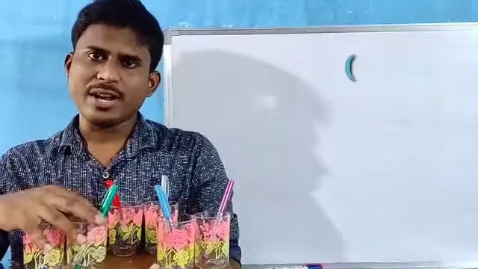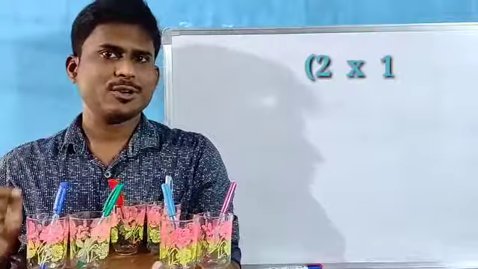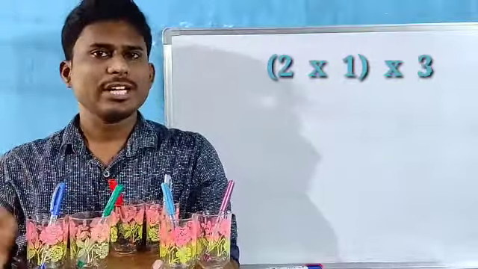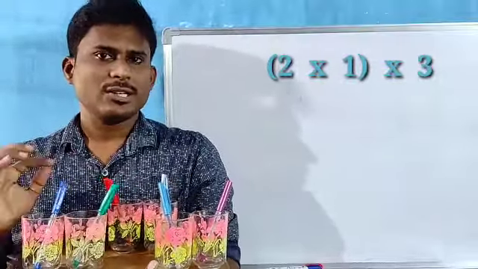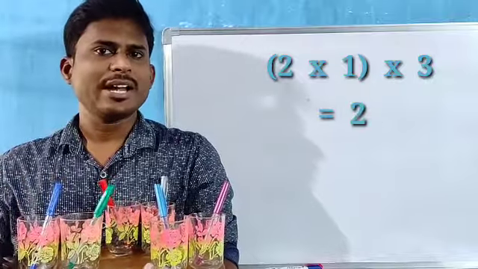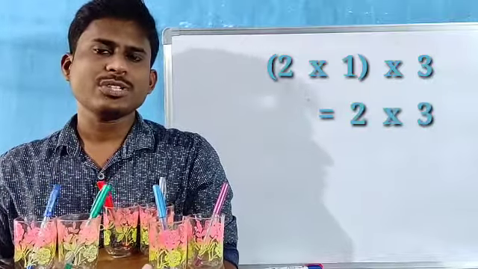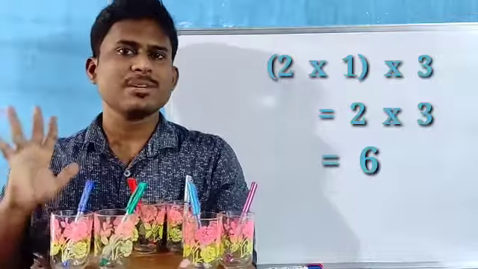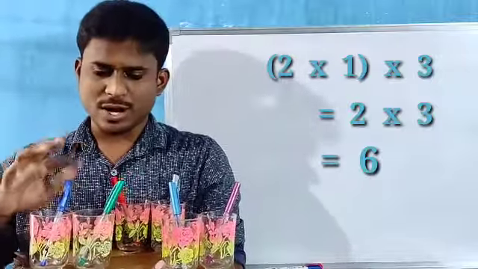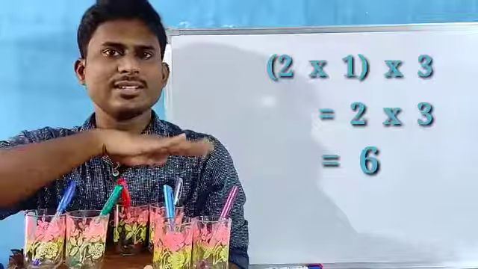But see children, we need overall pens. 2 into 1 into 3 sets. So 2 into 1 is a pair, into 3. How many pens, children? 2 ones, 2. And into 3. So 2 threes is 6. Overall I have 6 pens, children. Remember this, 6 pens. 1, 2, 3, 4, 5, 6.